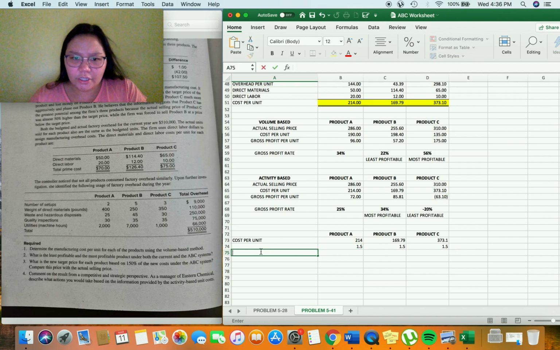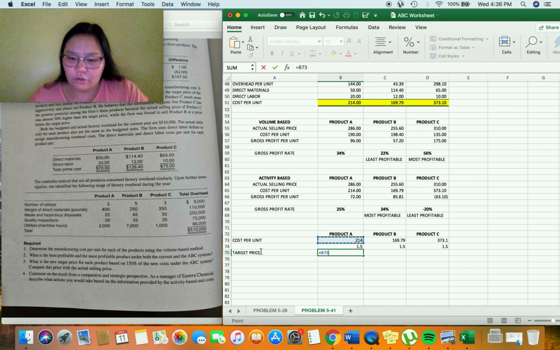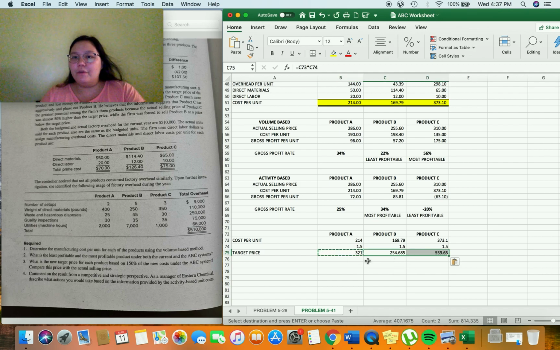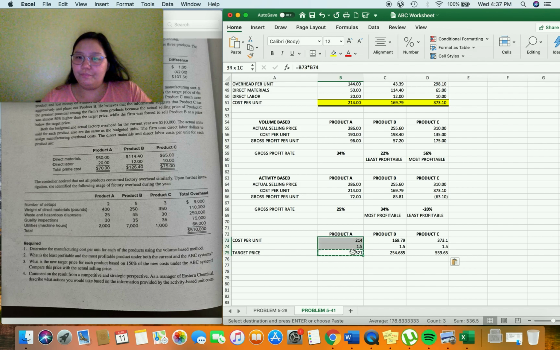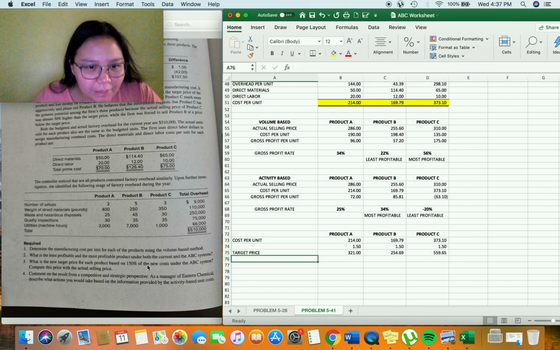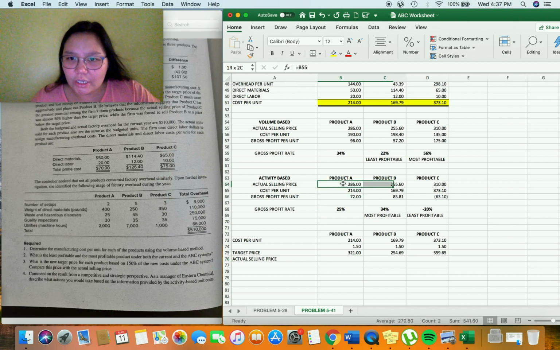So the target price under activity-based costing, syempre we will multiply 214 times 1.5, we have 321. Same with products B and C. Okay, this is our new target price. And then now, we will compare, sabi din dyan, compare this with the actual selling price. 'Di ba? So, the actual selling price is already here as well. So, kopyahin na lang din natin siya.